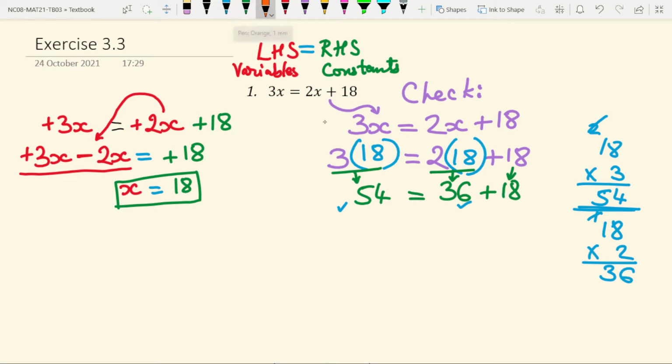So let us solve this now. 54 is equal to 36 plus 18. 36 plus 18, you can solve it in rough work. 6 plus 8 is 14, write 4 carry 1. 3 plus 1 is 4, plus 1 is 5. So 54.